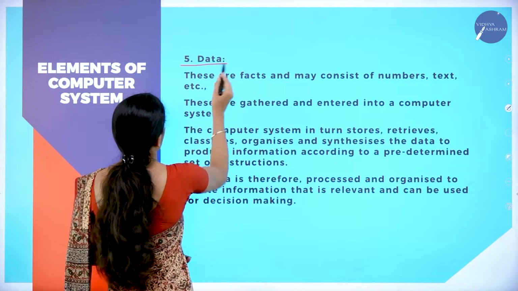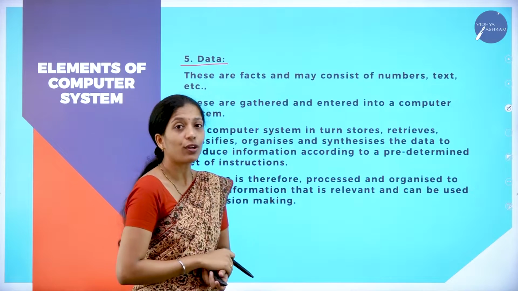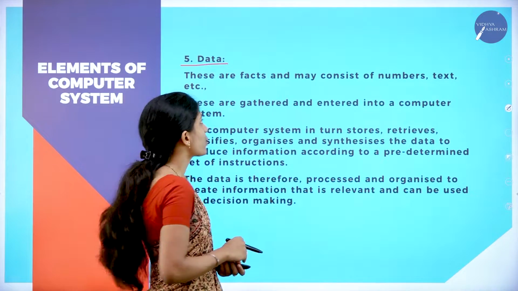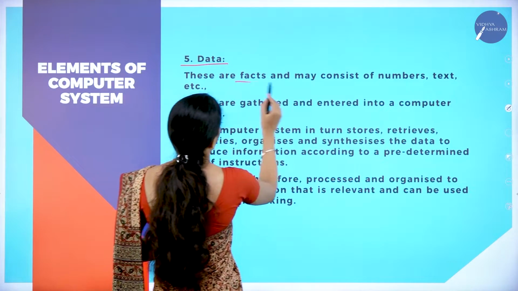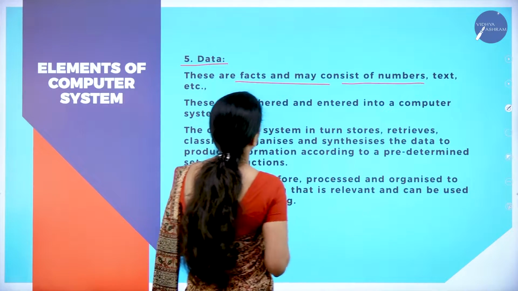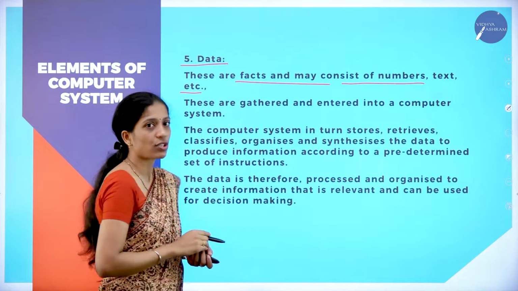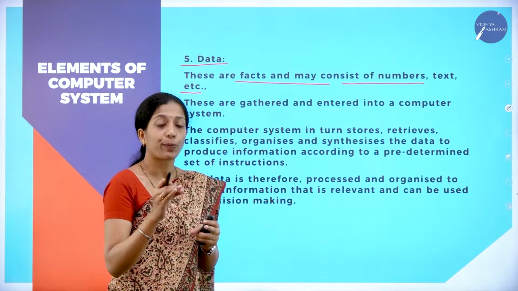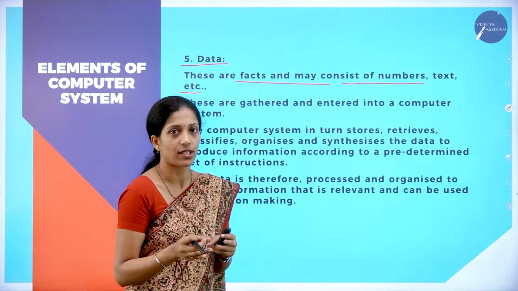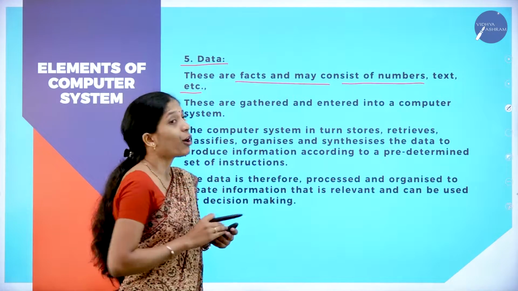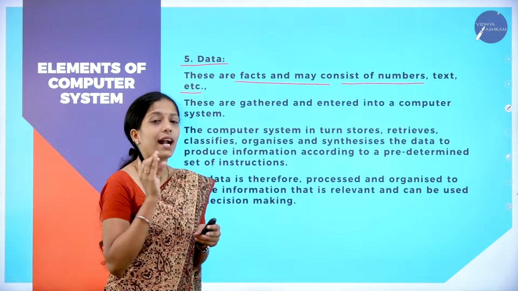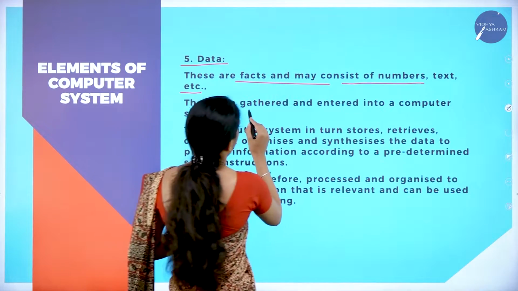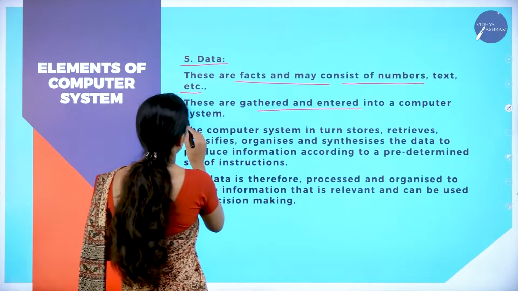Next, coming to the next one, data. Now what do I mean by data? You might have heard about this word. Data are the facts and may consist of numbers, text, etc. In order to get a correct output, we feed in the instructions, which may be in the form of numbers or text. That is called what? Data. These are gathered and entered into the computer system.